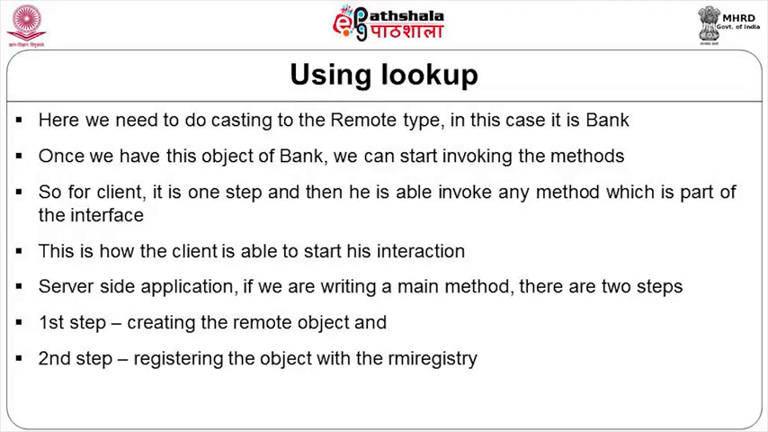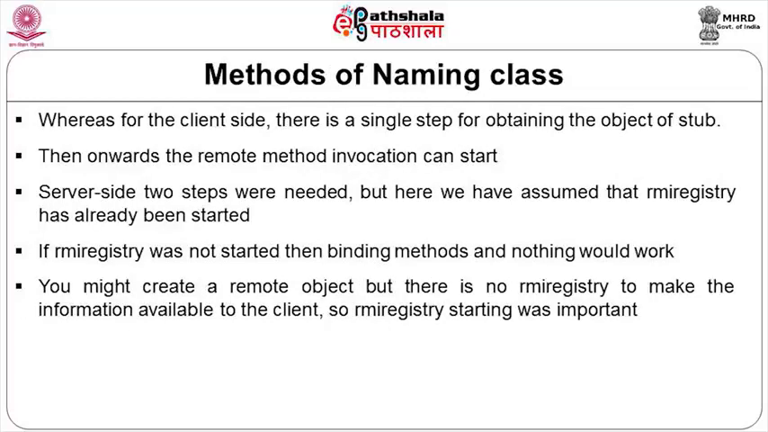So on the server side application, if we are writing a main method, there are two steps he is doing. First step, he is creating the object, and second step, he is registering the object with the RMI registry. Whereas for the client side, it's a single step: he gets the object of stub, and then onwards remote method invocation can start. The client can then just start invoking methods on the remote object.